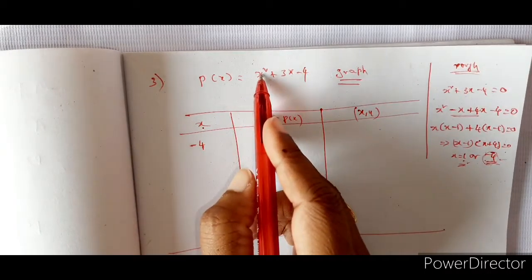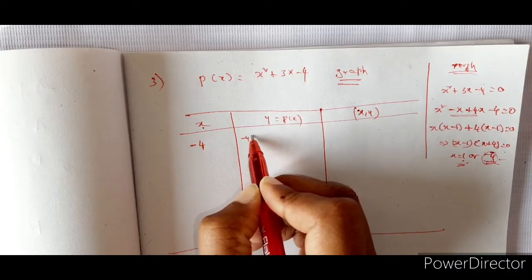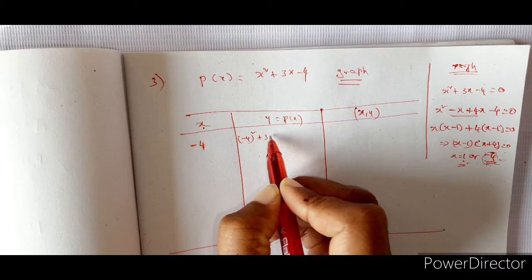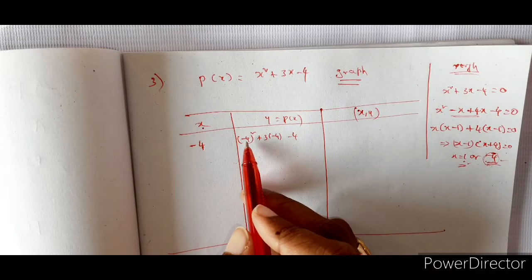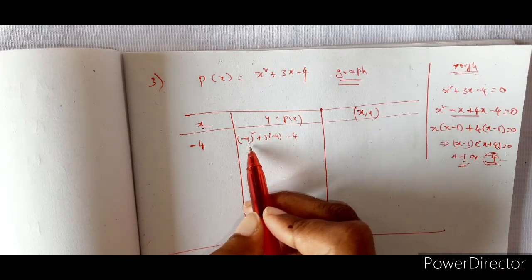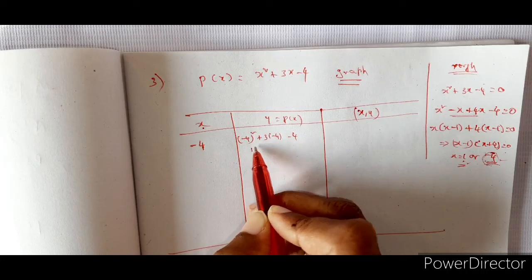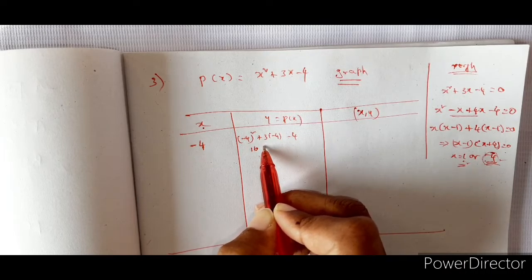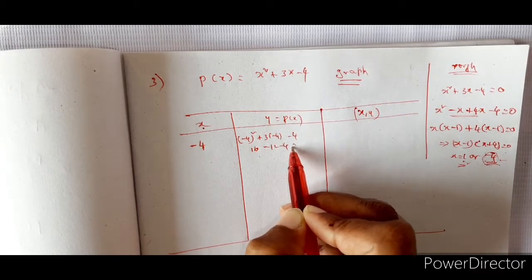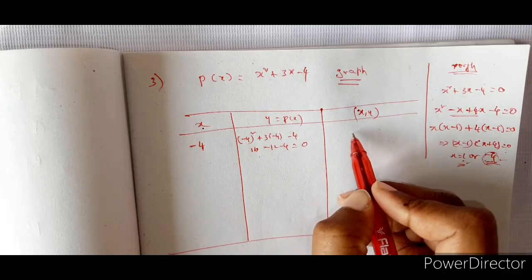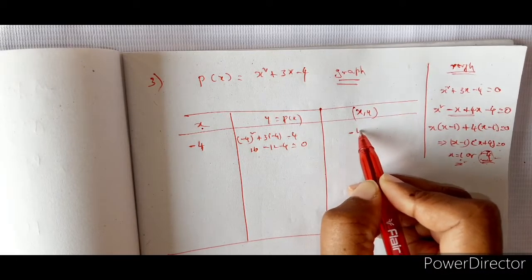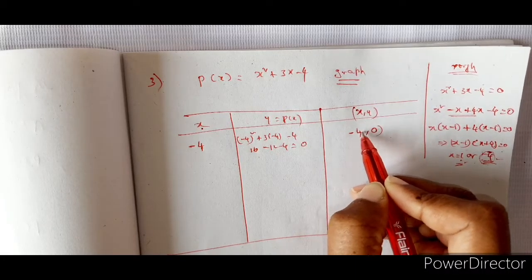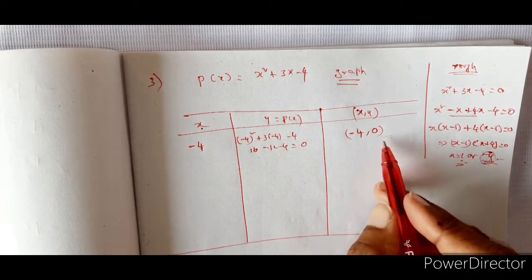X is minus 4. Now minus 4 whole square plus 3 of minus 4 minus 4. Okay, so minus 4 whole square is 16, minus 12, minus 4, which is equal to 0. So I got y is equal to 0 here. Now x is minus 4, y is 0. Minus 4 comma 0 point, I got it.